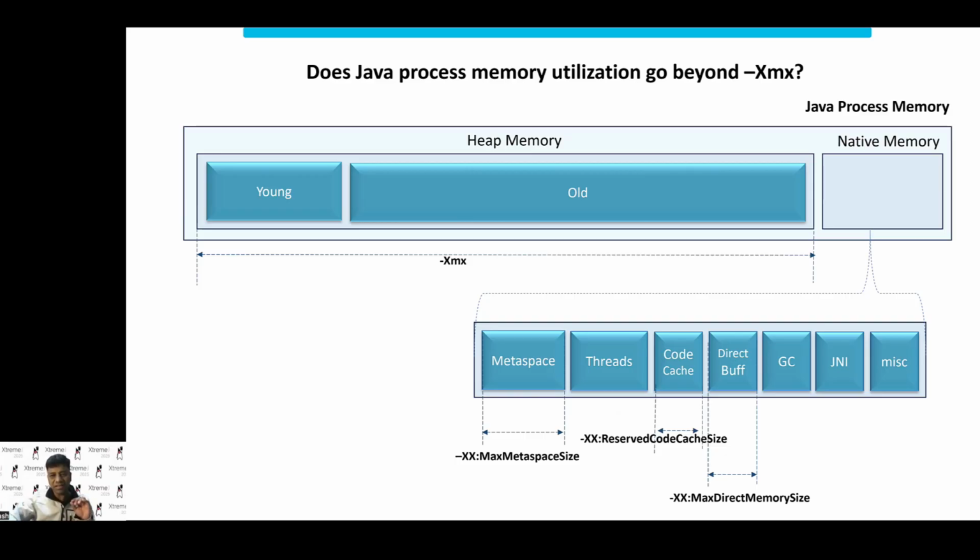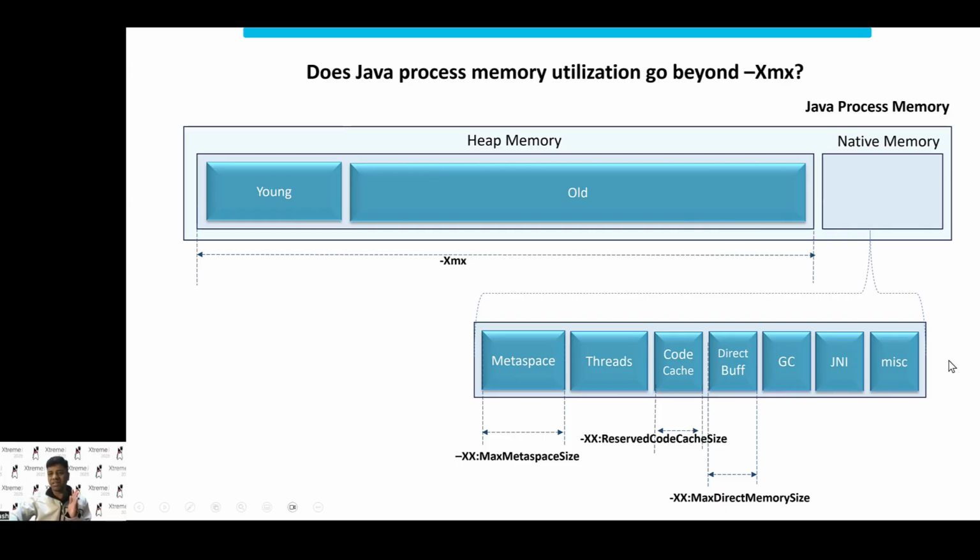So when you set Xmx, you are actually setting the size of your heap memory. After that, there are metaspace, threads, code cache, direct buffer, GC, JNI, miscellaneous. All of them are outside of Xmx. So the answer to this question, can your Java process go beyond Xmx? Yes, it can go beyond Xmx without getting an out-of-memory error, right? Because Xmx only controls the heap memory.